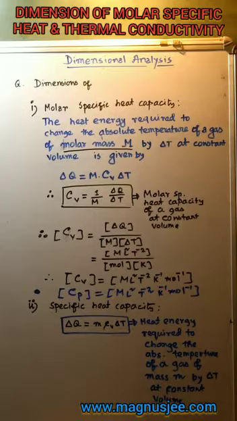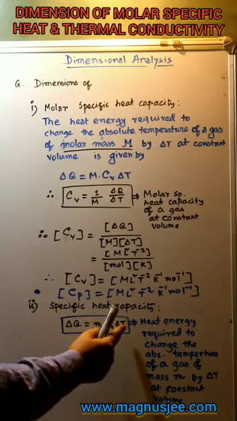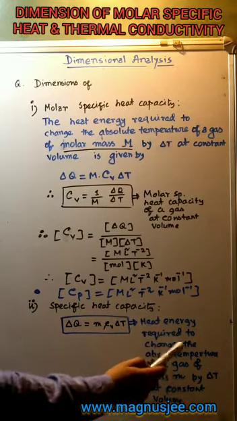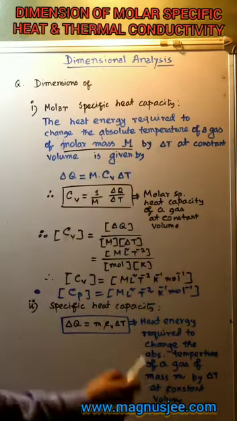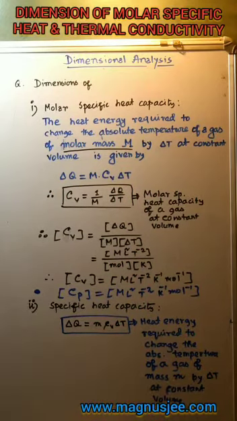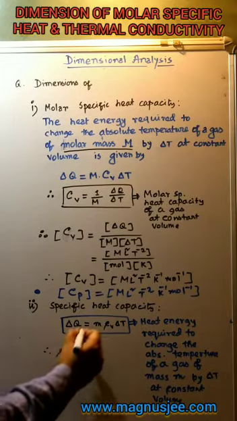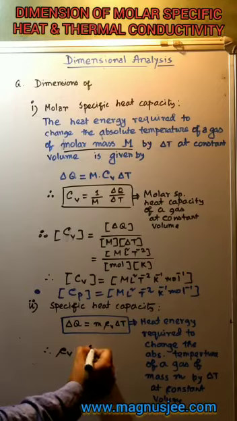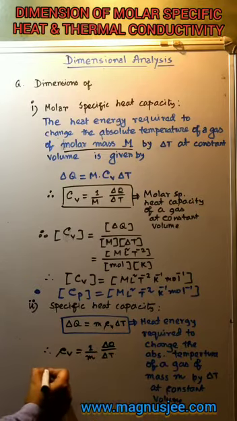And here, what is the expression of small cv, specific heat capacity? Here, delta Q is mCV delta T. This is the heat energy required to change the absolute temperature of a gas of mass m by delta T amount at constant volume. Here we have molar mass earlier, and here we have to consider mass only. Hence cv, denoted by small cv, has the expression 1 by m, where m is the mass, not molar mass, delta Q divided by delta T.